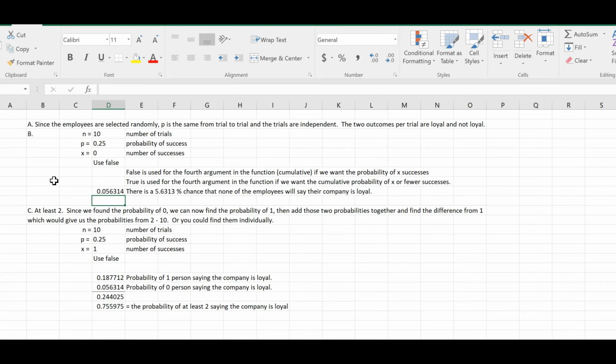For C, the question is at least 2. So that means 2 or more. There's a couple ways we can do this. You can find 2, 3, 4, 5, 6, 7, 8, 9, 10. Or you can simply take 0 and 1 and then do 1 minus that, and that'll also give you the answer. So we already found 0 up here at 0.05634. Then we can find 1, add those up, and subtract that number from 1. And that'll give us exactly what we need, right? 1 minus this 0.24, and that'll give us the probability, about a 75% chance.